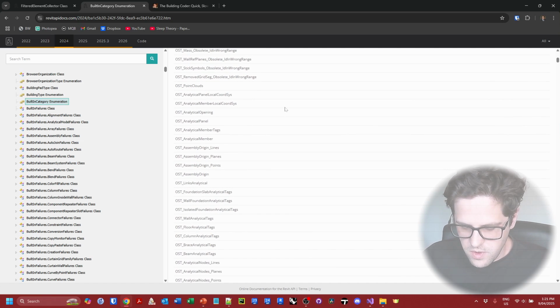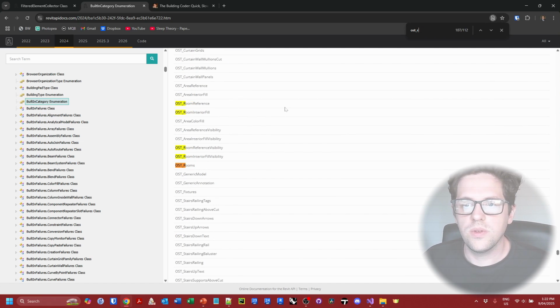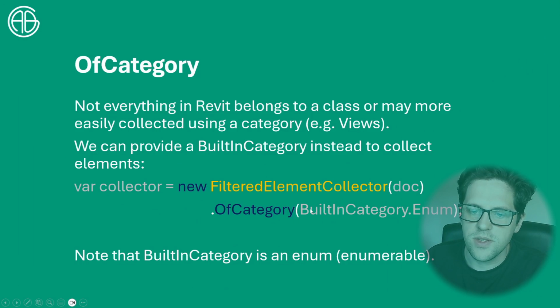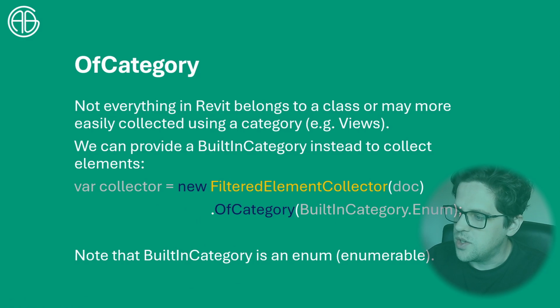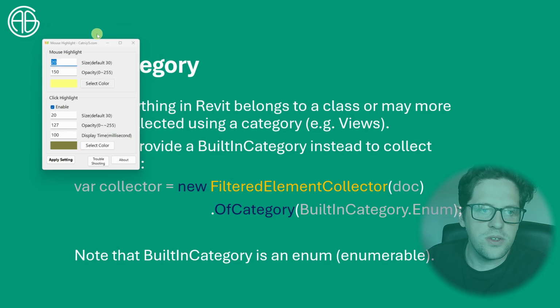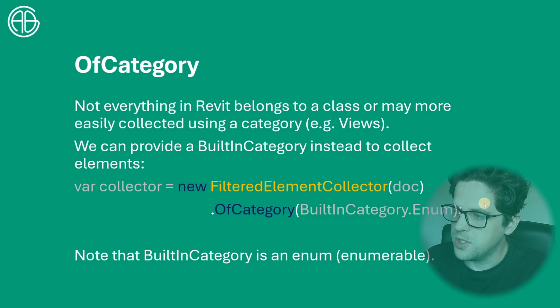So for example, if I look for OST rooms, there's a rooms member. If I look for OST views, there's a views member. And these are the category enumerations we'll need to specify when we specify our category by built-in category. So in this case, you can see that the syntax we're using here is built-in category dot enum, the enum being the specific option. I'm just going to turn on my pointer highlighter. So we will look at this as an option as well.